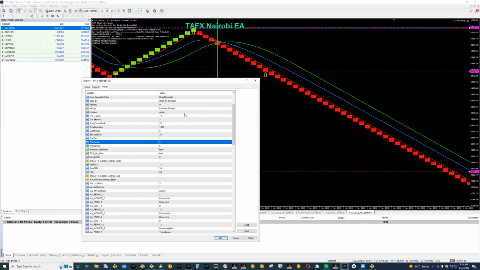Also, the second setting here is this indicator setting. If you double click there, you'll find that we have Agatha and Superzone. The reason why we added this is to make sure that we are working with the Superzone and Agatha. Some people were requesting because they say, sometimes I want to work with the Superzone, sometimes I want to work with the Agatha.